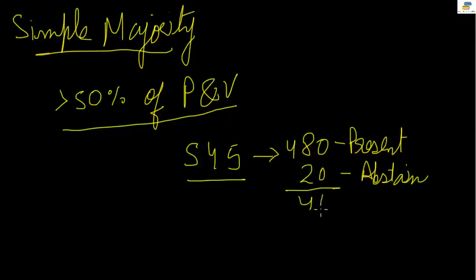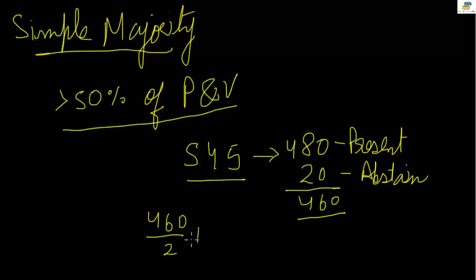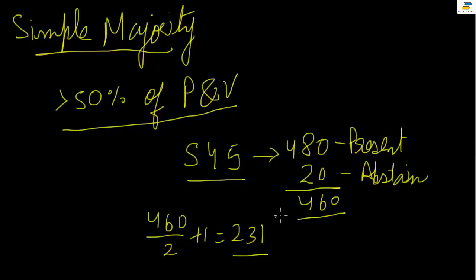So how much are we left with? We are left with 460. Now what is simple majority? Simple majority would be the majority of 460, which is 460 by 2 plus 1, equal to 231 votes. So simple majority is basically 50% of the total people who are actually present and voting. It's not mentioned anywhere, so whenever it's not mentioned, we presume that the kind of majority the constitution is seeking is only the simple majority.